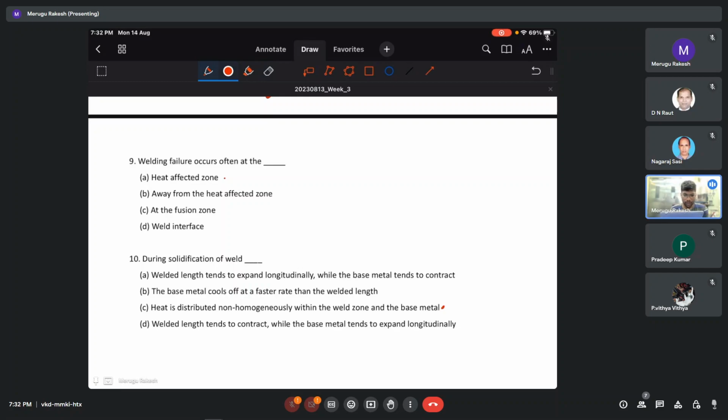Welding failure occurs often at the. So this is a direct question. That is the heat affected zone. Always from the heat affected zone. Away from the heat affected zone, which is wrong. At the fusion zone, wrong. Weld interface, wrong. Okay. So as I explained, we'll have these columnar grains here, very big grains. Then we'll have these coarse grains. Then after that, there will be small, fine grains, followed by the base structure.